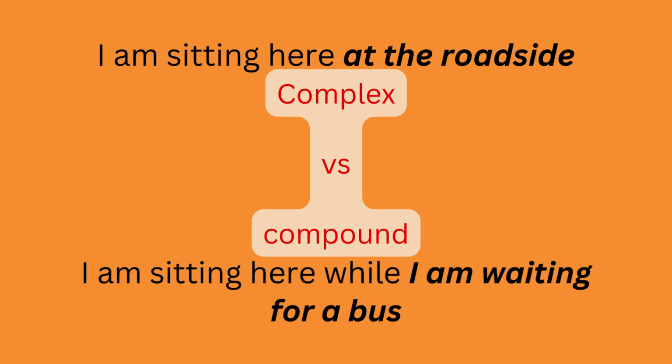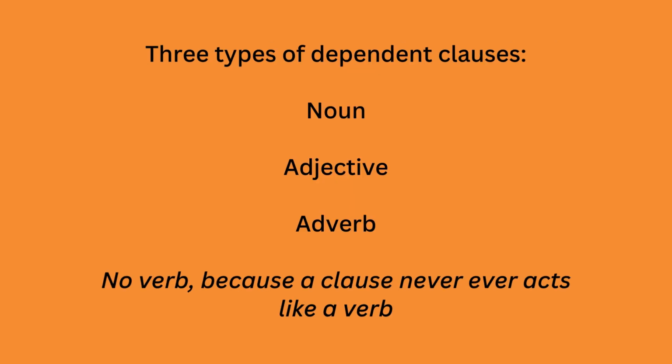So the first sentence, I am sitting here at the roadside, can be called a complex sentence. A complex sentence is a sentence that is modified by a phrase. A compound sentence is a sentence that is modified by an independent clause. I am waiting for a bus can stand by itself as a sentence.